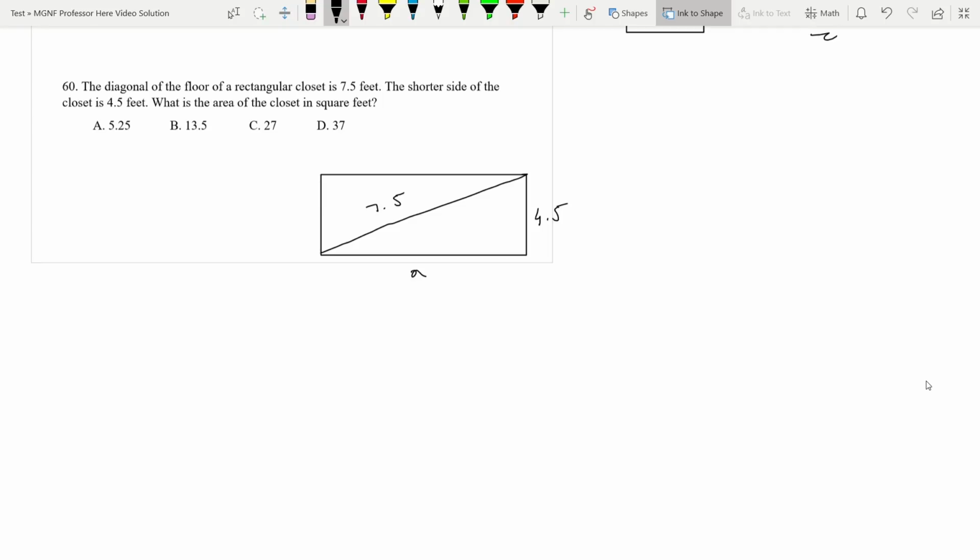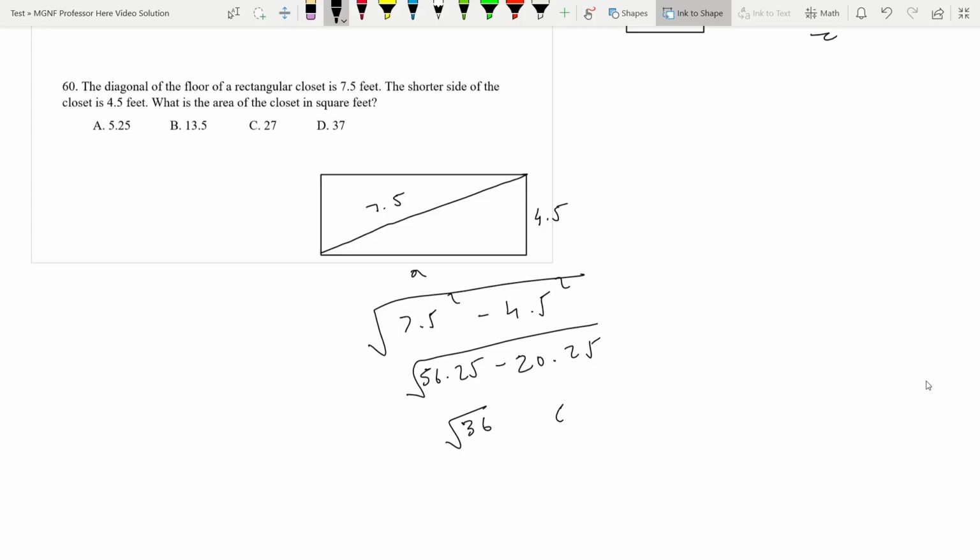To find that, it is the square root of 7.5 squared minus 4.5 squared. If you calculate it, it becomes the square root of 56.25 minus 20.25, which is 36. So you get the answer as 6. So the length is 6 and the breadth is 4.5, which means 6 into 4.5. 6 into 4 is 24 and 6 into 0.5 is 3. So the answer becomes 27. Option C is the answer.